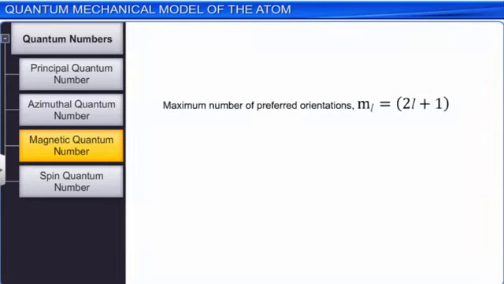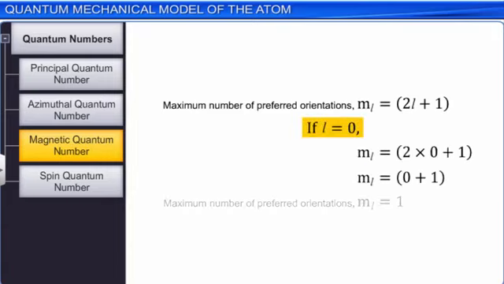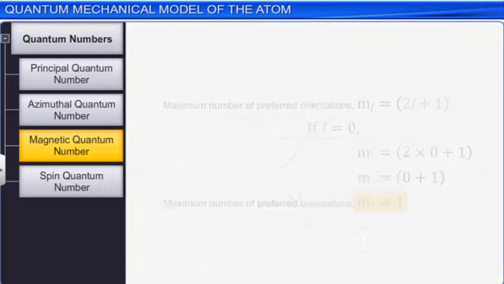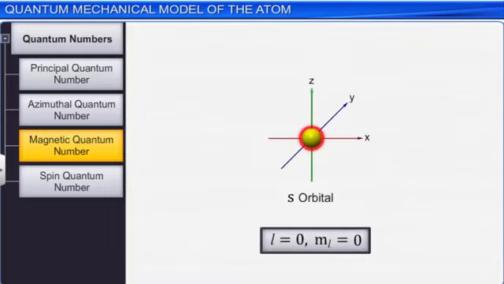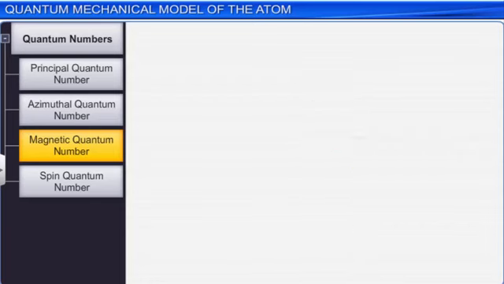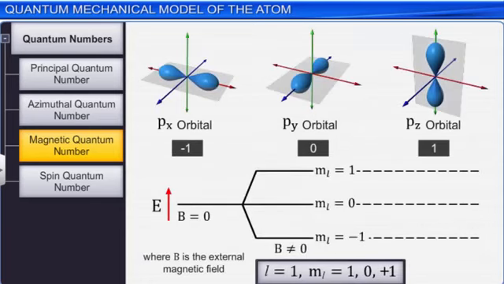Hence, for l equal to 0, the number of preferred orientations is equal to 1. Thus, the s subshell can have only one orientation in space and only one orbital. For l equal to 1, the p subshell can have a maximum of 3 orbitals with orientations along the 3 axes.